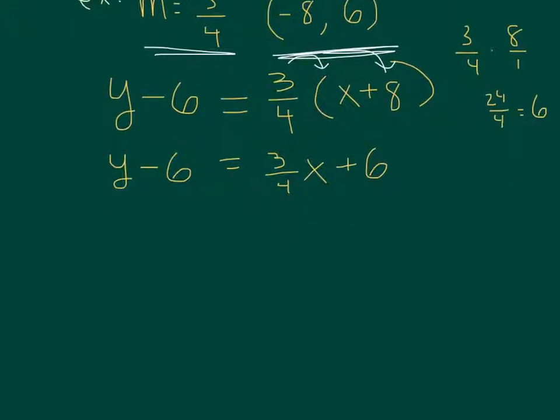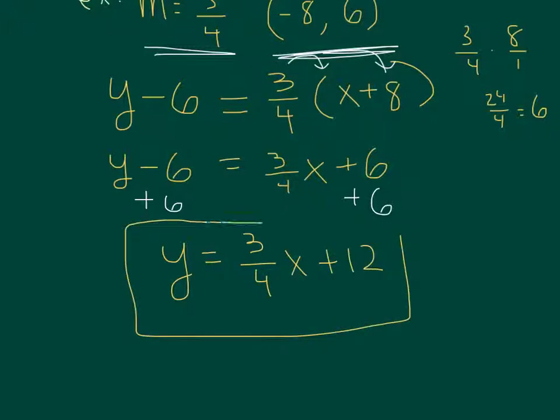So my next step to finish my problem here, right? I would like to set it up so it's in y equals mx plus b form, so that way I know the y-intercept. Helps me when I want to graph. So I'm going to add 6 to both sides. And now I have y equals 3 over 4x plus 12. And that's it.